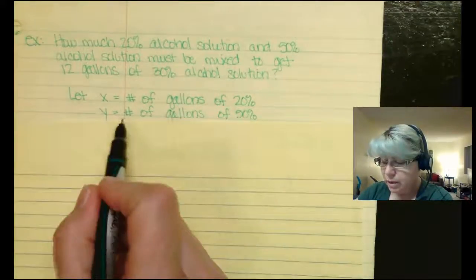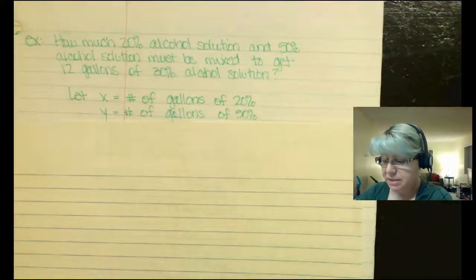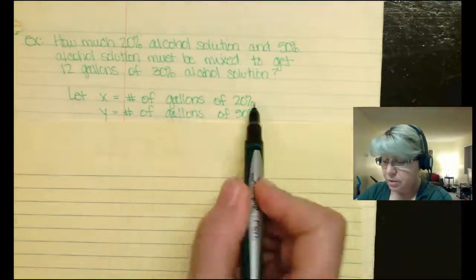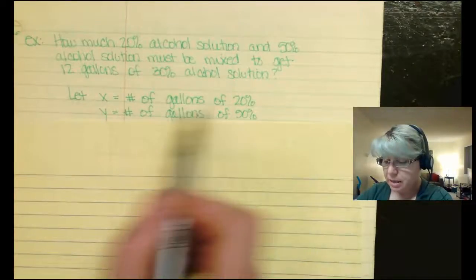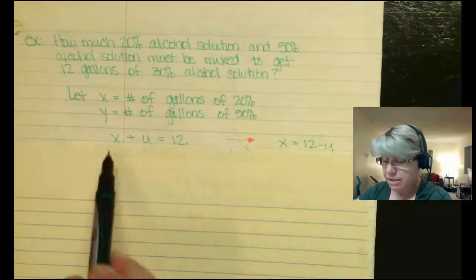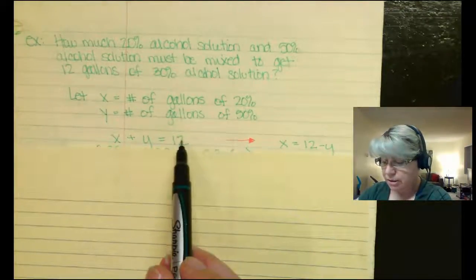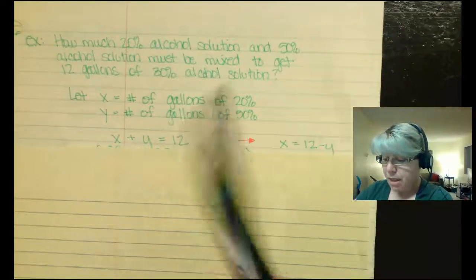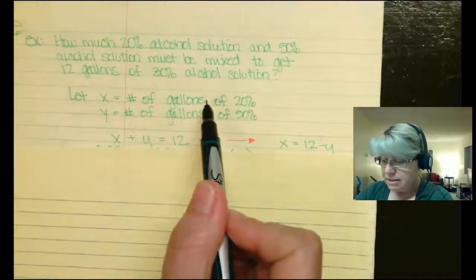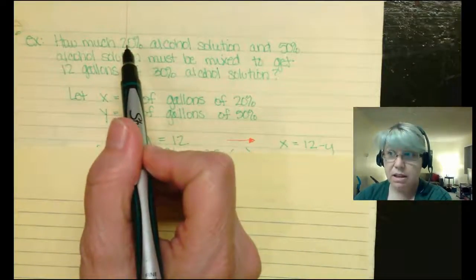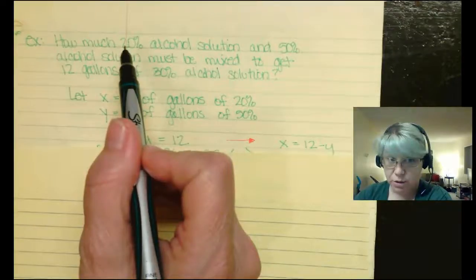Let's let y equal the number of gallons of the 50% solution. We know the number of gallons of the 20% solution plus the number of gallons of the 50% solution must be 12 gallons, so that's going to be x plus y equals 12. And very similar to the interest problem, the amount of gallons times the 20% will give us the amount of that solution.